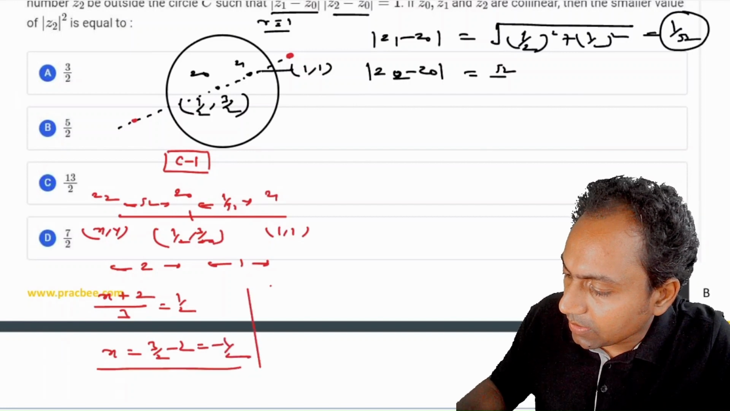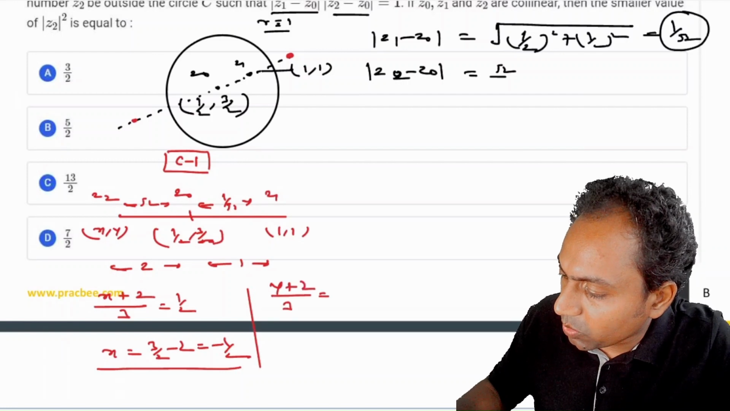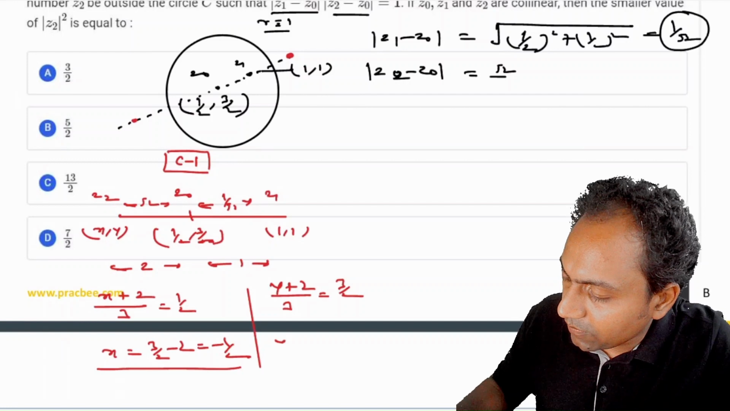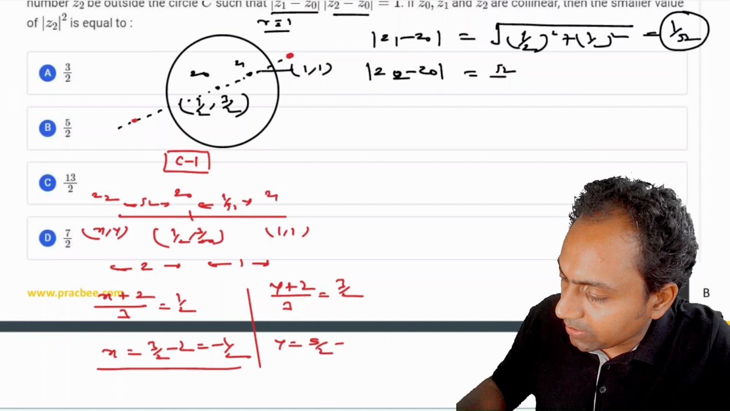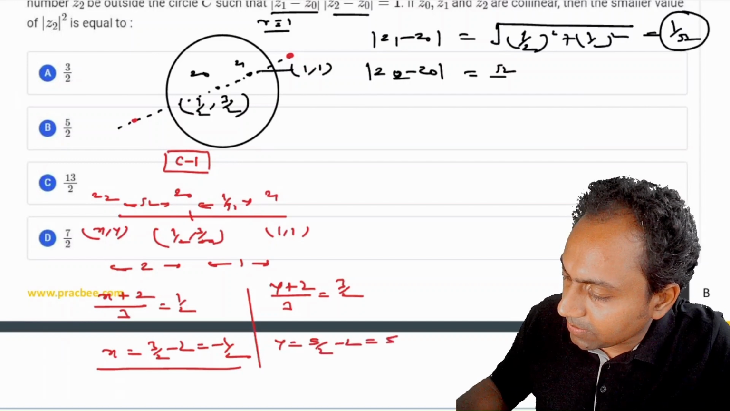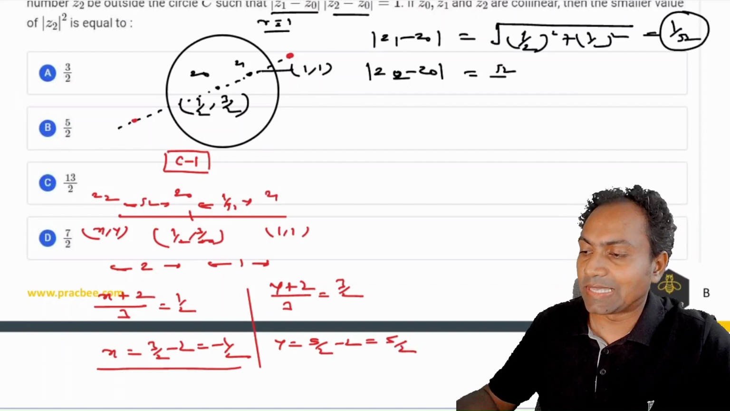Similarly, if I put y plus 2 by 3, it will be equal to 3 by 2. The value of y comes out to be 9 by 2 minus 2, that is nothing but 5 by 2. So this is the first case that we have figured out.